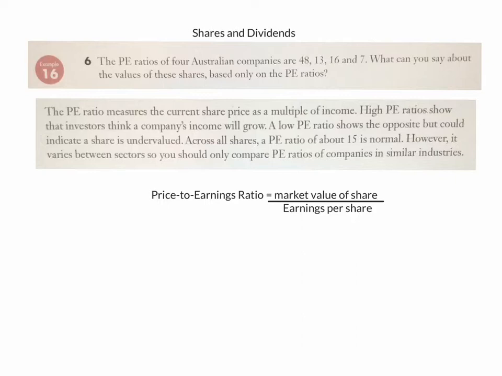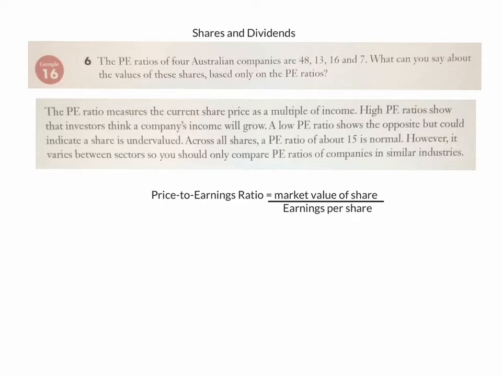Now, how we can work that out and evaluate it for number 6, which asks us: the PE ratios of 4 Australian companies are 48, 13, 16, and 7. What can you say about the values of these shares based only on the PE ratios? So just knowing what we know only based on these numbers, we can actually work out the interest rate for each company using the PE ratio.